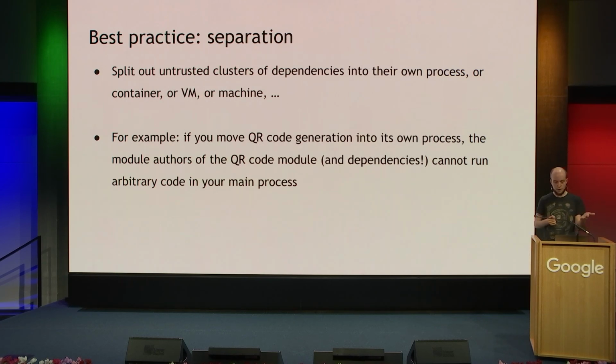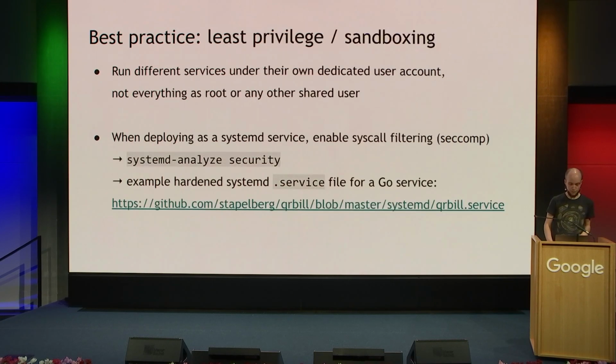So for example, hypothetically, if I had a server program that also did QR code generation as part of one of the handlers that it serves, I could say, okay, I don't really know much about QR code generation, don't really trust them, I can't write it myself. I'm just going to accept using a QR code module, but I'm going to move all of that logic into a separate process that I'm calling, in a microservice-like design, right? And then if the module authors of the QR code module, for some reason, insert malicious code, they can still not run arbitrary code in my main process. They can only exploit the QR code generation part.